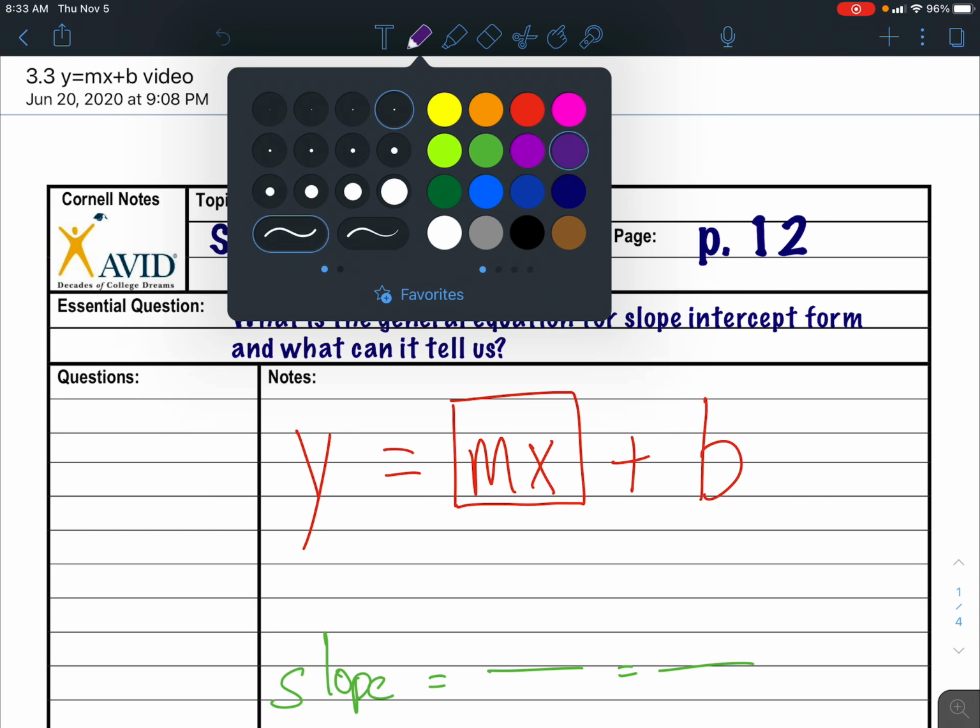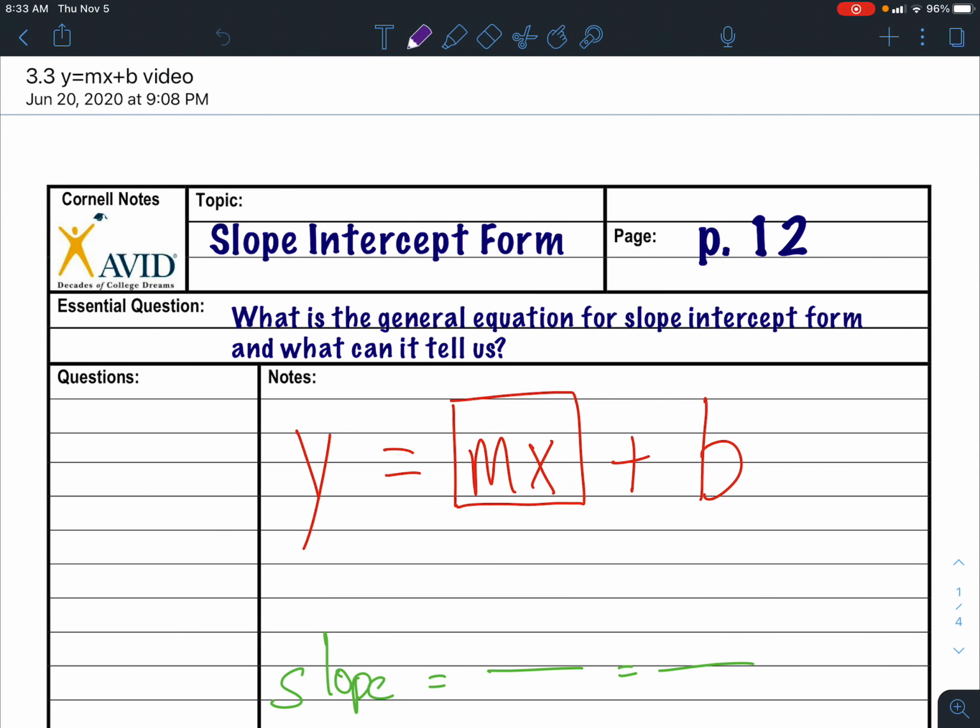Hey everyone, so today's notes are going to be on page 12, and this is called slope-intercept form. So our central question today is, what is the general equation for slope-intercept form, and what can it tell us? So our general equation is going to be y equals mx plus b, right? So it's kind of in the form of solving equations, just a little bit different.